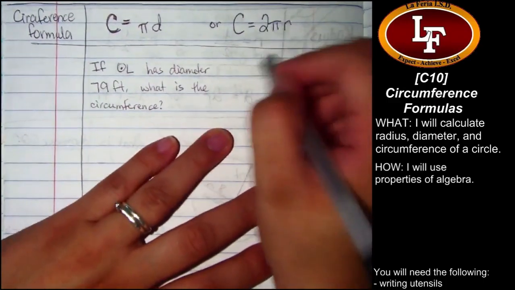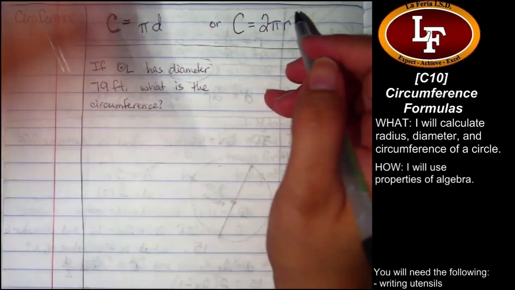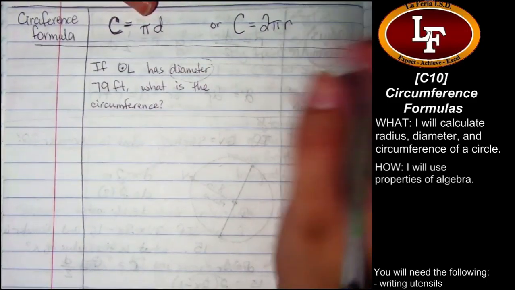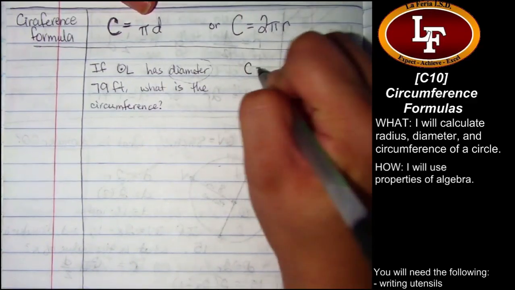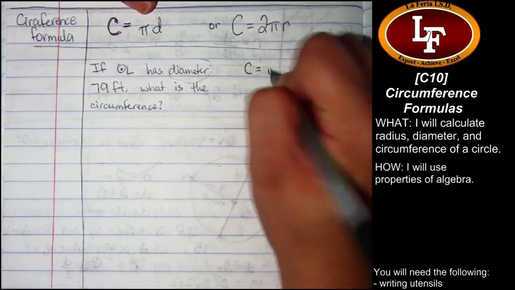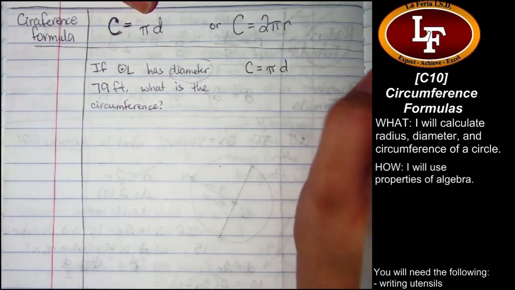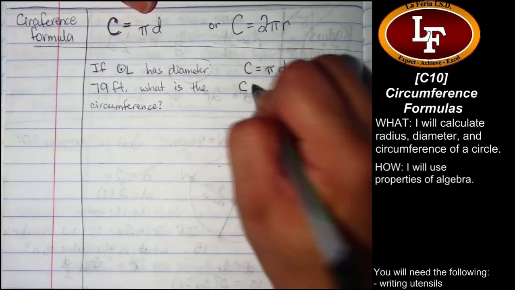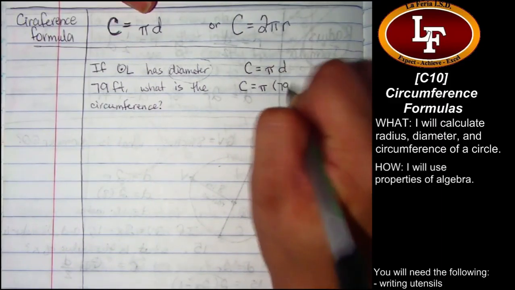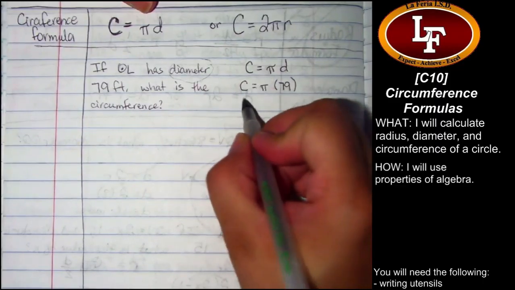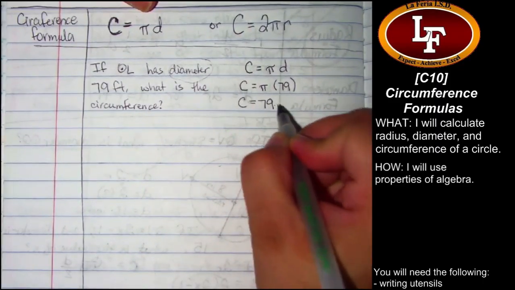We're going to set this up using our circumference formula, and because we're given the diameter of this circle, I'm going to be using the diameter version of the formula, which states that the circumference is given by taking the number pi and multiplying it by the diameter of the circle. So substituting in the diameter of the circle, I'm going to get that the circumference is exactly 79 times pi.